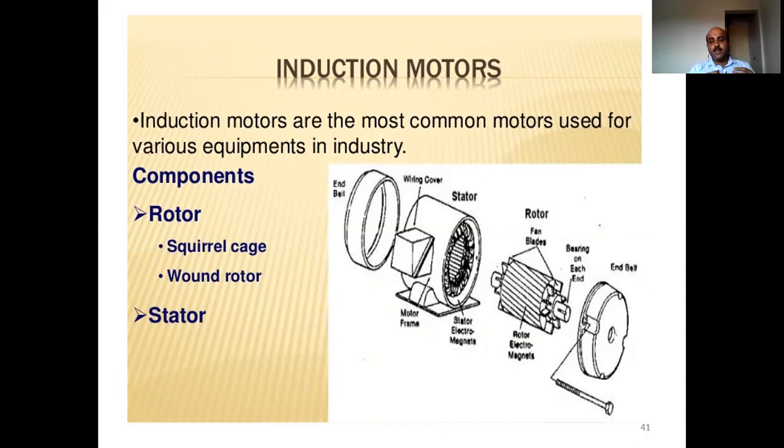As the current experiences a force due to the magnetic field, it will create torque. That torque causes the rotor to rotate. Once the rotor rotates, since the rotor is connected to the shaft, the shaft will rotate. The rotation of the shaft results in mechanical energy. That mechanical energy can be used for different purposes, what we discussed in the first class. So this is the basic induction motor, and how it works.